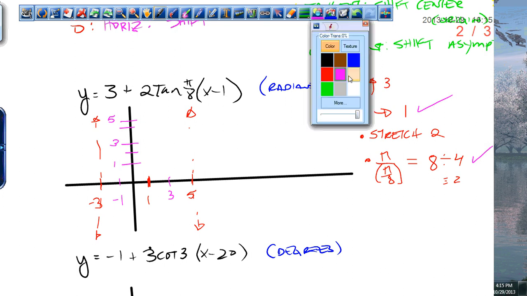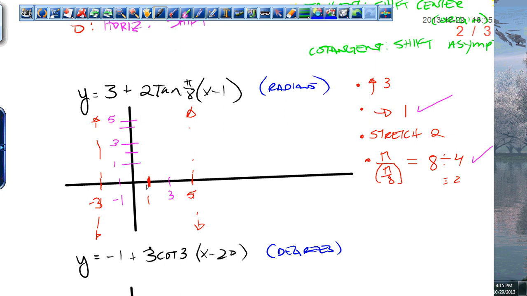Since I have a stretch of 2, I'm going to go up 2, and down 2. So from there, I can actually start plotting the points. I pick my middle point, and that's in the middle at 3. And then my next critical point is 3, 5. Next other critical point down here. Connect my dots, and I got that picture.